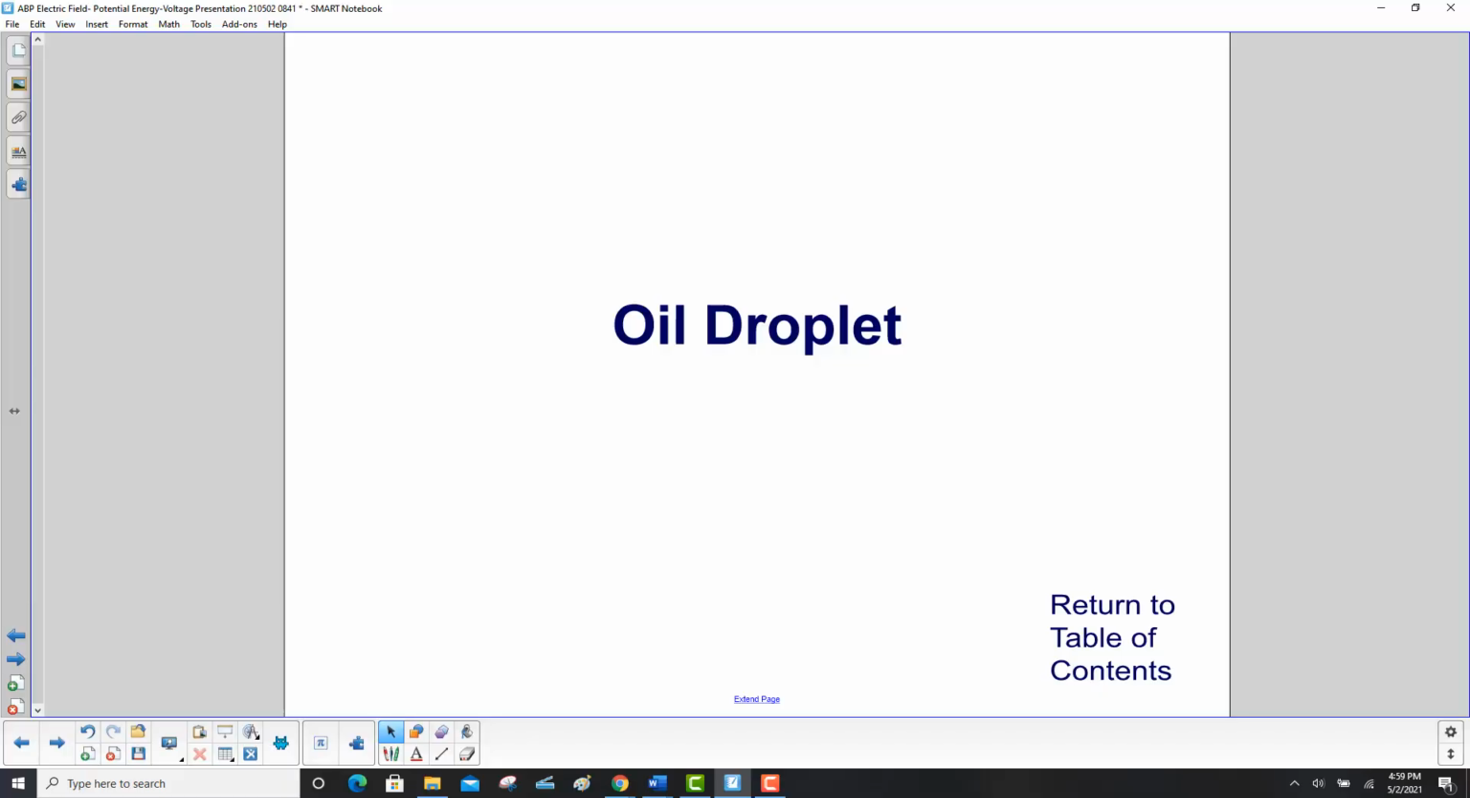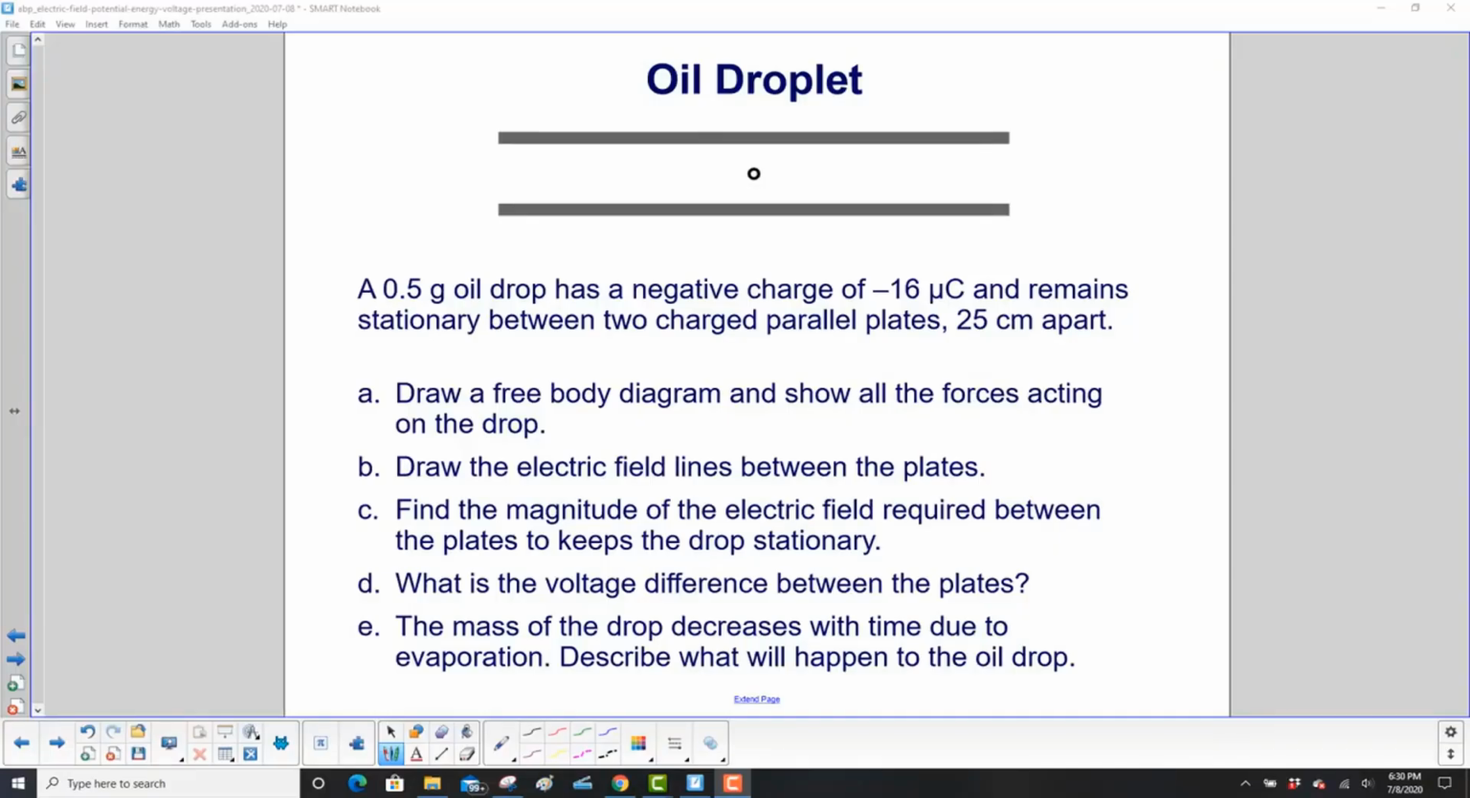Oil droplet. A 0.5 gram oil drop has a negative charge of minus 16 microcoulombs. And here's the mass. And it remains stationary, it's not moving, between two charged parallel plates 25 centimeters apart. Draw a free body diagram, show all the forces on the drop.